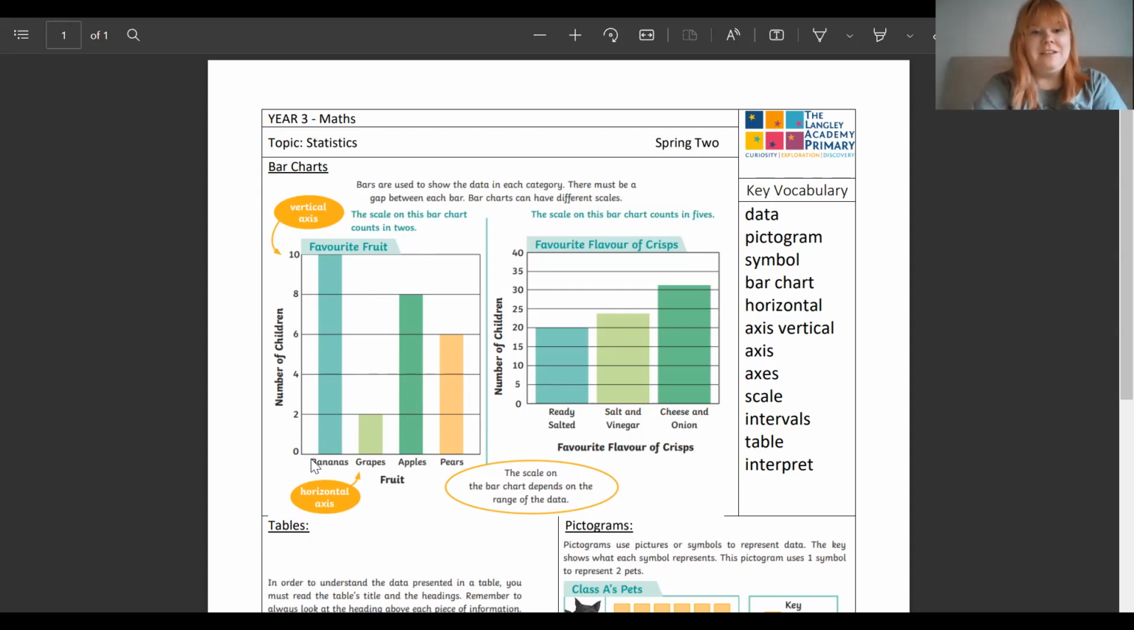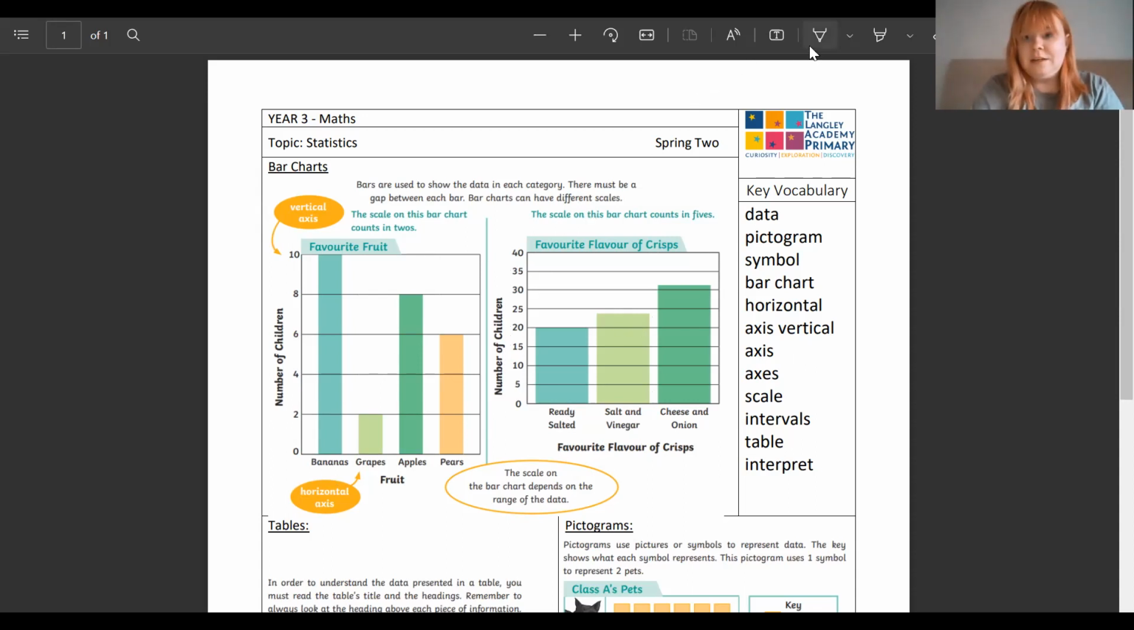Our vertical axis, vertical being the one that goes up, is the number of children. Our horizontal axis is the one that goes along the bottom, and is our fruit type. So we have our bananas, grapes, apples, and pears. If we have a look at the favourite flavour of crisps, up the vertical axis we've got the number of children again. Along the horizontal axis, we have the flavour of crisps. These are there to help us read off our charts.